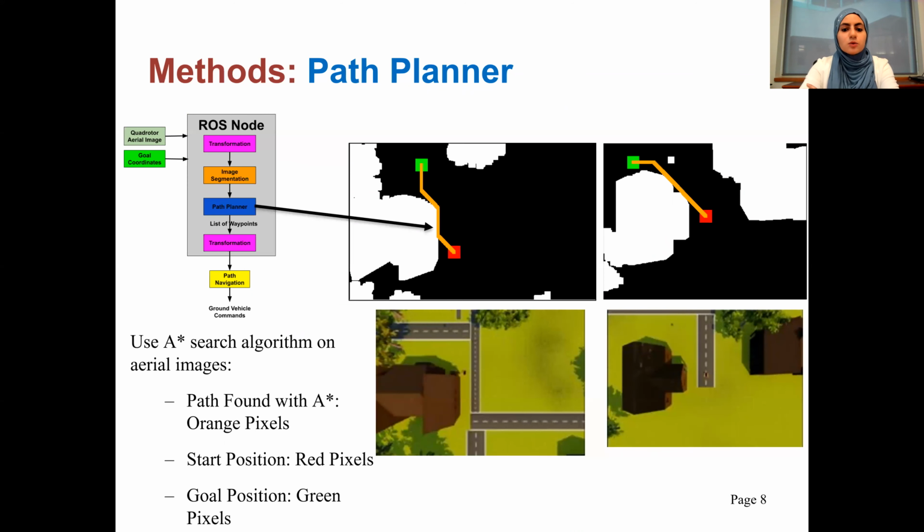Next, we computed the actual path using the A* search algorithm and make sure that the ground vehicle follows that path. And so you can see the path is covered with orange pixels. This is the path found with the A* search algorithm. And then the start position is in red pixels and the goal position is in green pixels. And you can also note how the A* search algorithm computed the shortest distance path from one point to another.